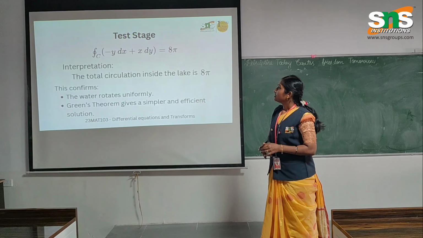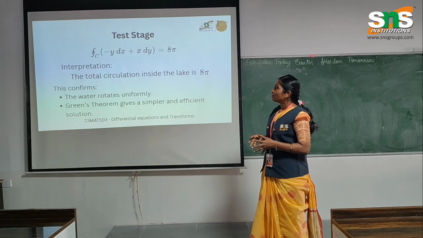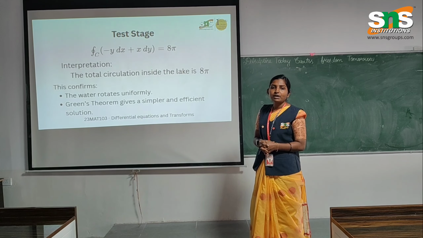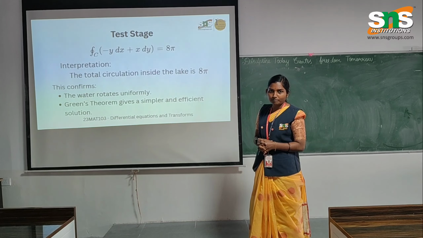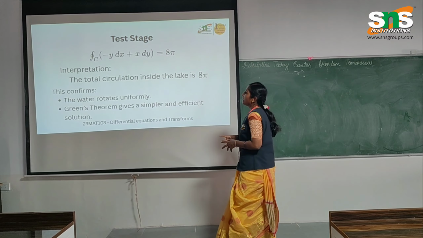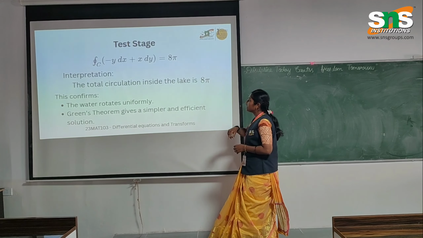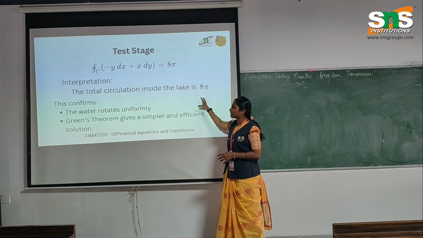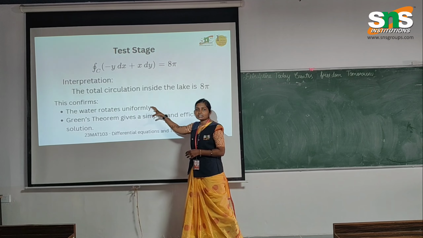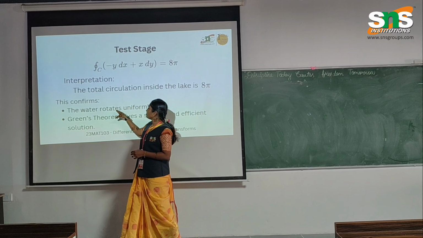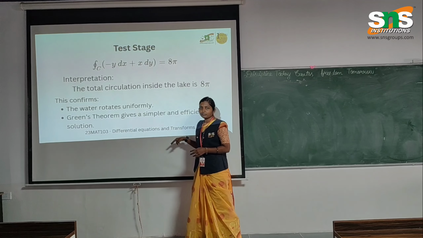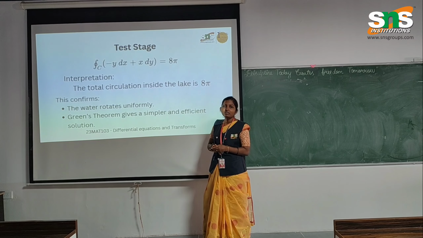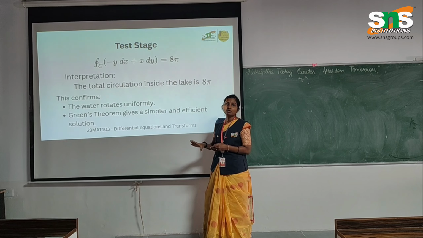Next slide. So this is the testing stage. What is our interpretation here? We have found the line integral to be 8 pi. The value here is 8 pi. And the interpretation here is the total circulation inside the lake is 8 pi. This is the value using Green's theorem. So this confirms that the water rotates uniformly inside the lake. It rotates uniformly, which means it will have a natural flow and general flow here.